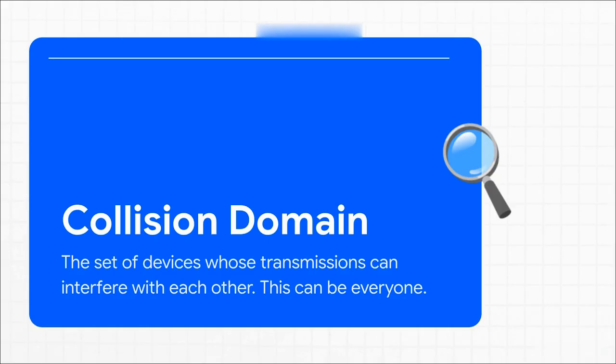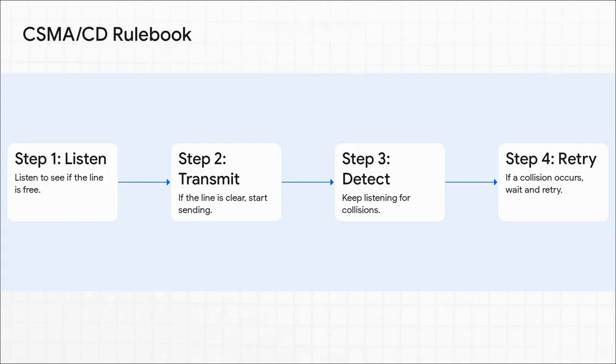Okay, so solving the naming problem is one thing, but what about everyone talking at once? This brings us to a really important concept called a collision domain. It's basically the area of potential chaos, all the devices that could possibly talk over each other. On a Wi-Fi network, that's pretty much everyone in range. So how do we manage all this? Well, with a set of politeness rules.